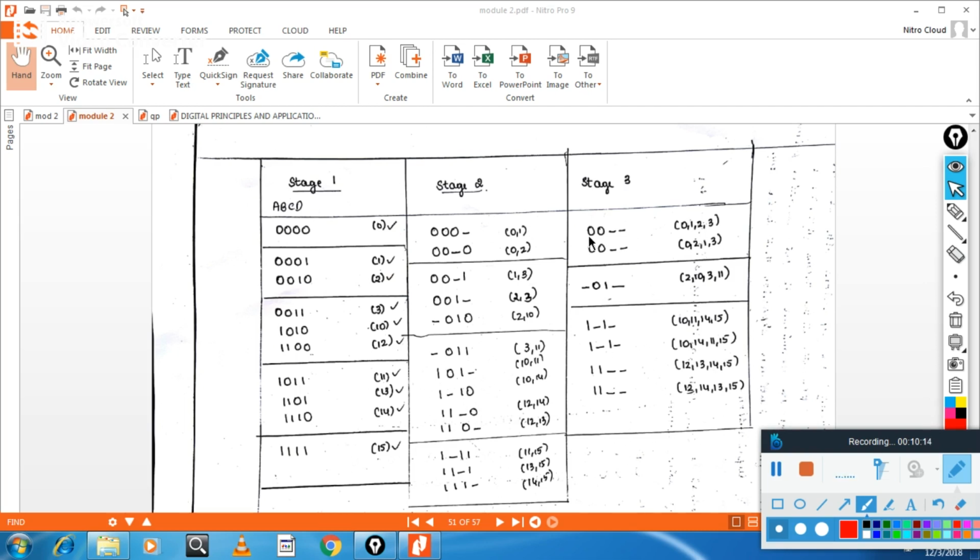Here this is nothing but A bar, B bar. This is A bar and B bar. This is A bar and B bar. This is also A bar and B bar. Here B bar, here B bar and C. So like this, here also you write all the literals in the second stage, and these are called prime implicants. You can still see that in the next table.